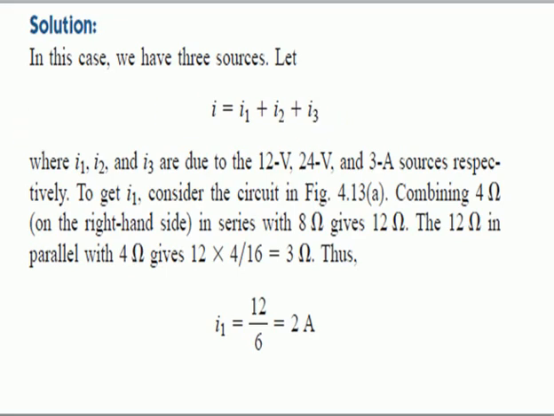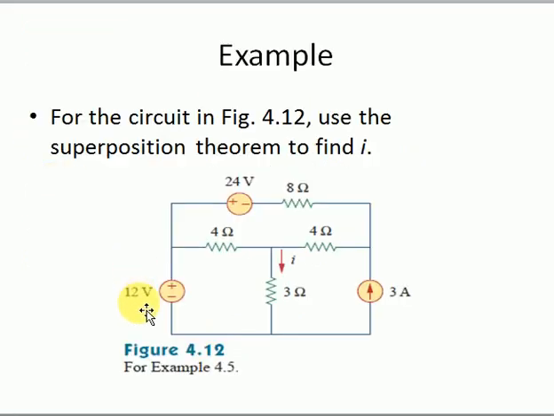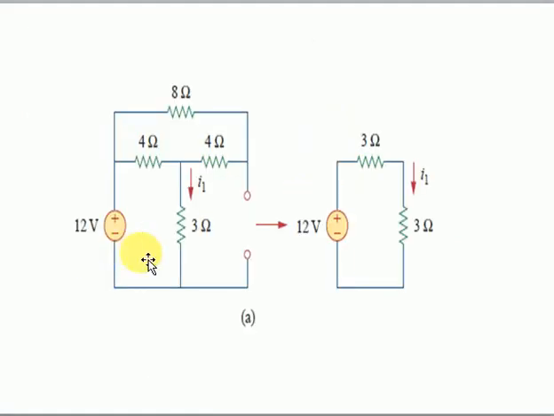So if we are using this 12 volt source, then what kind of circuit will we get? This voltage source will be short circuited and this current source will be open circuited, like this. Here this 24 volt source has been short circuited and here the current source has been open circuited. So when we simplify this circuit, we will get this. How will we get this circuit?